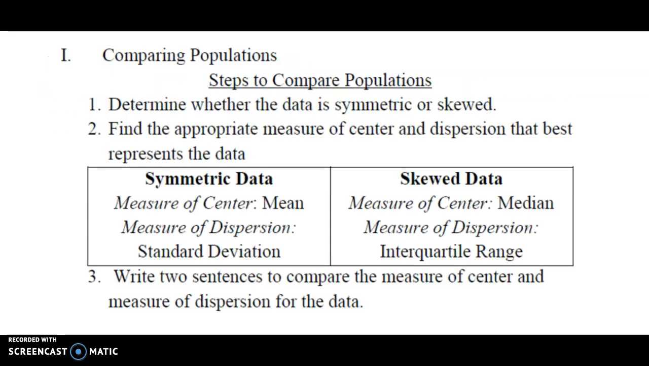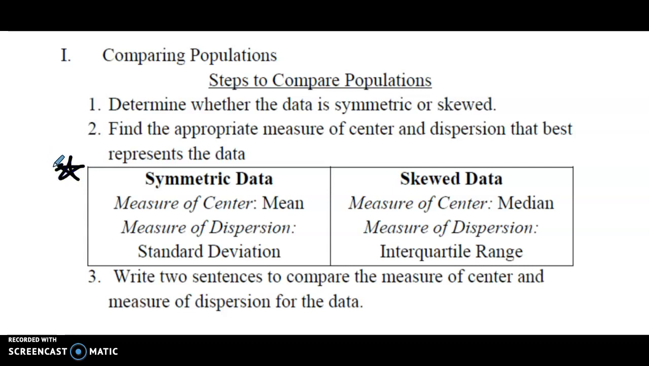Okay, so here is how you compare populations. The first thing that you're going to have to do is determine whether or not the data is symmetric or skewed. And you learned that one in lesson 12.4. And we're all going to do it from looking at a graph. Next, you're going to find the appropriate measure of center and the appropriate measure of dispersion that best represents the data. This is basically the thing that you're going to be doing today.